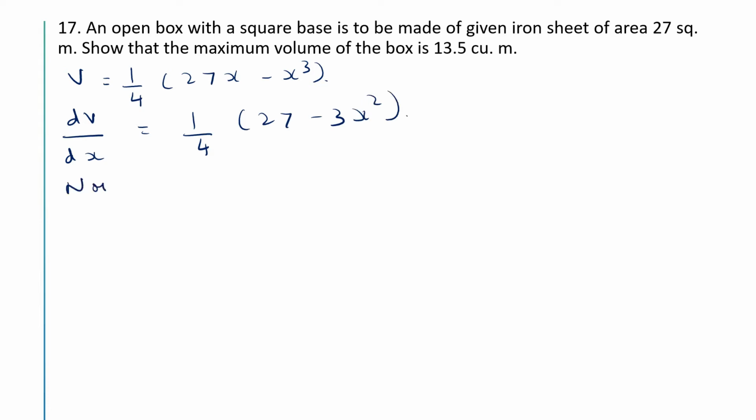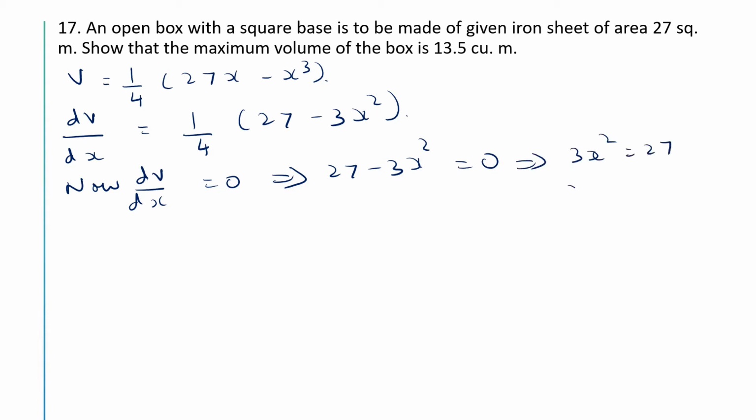We know that at the critical points dV by dx equal to 0, which means 27 minus 3x square equal to 0, or we have 3x square equal to 27, x square equal to 9, or x is equal to plus or minus 3. Here we cannot take minus 3 because x is the side of a cuboid. Therefore, x is equal to 3.